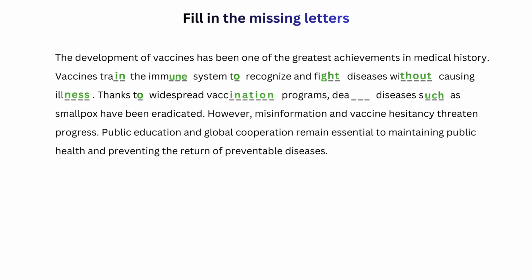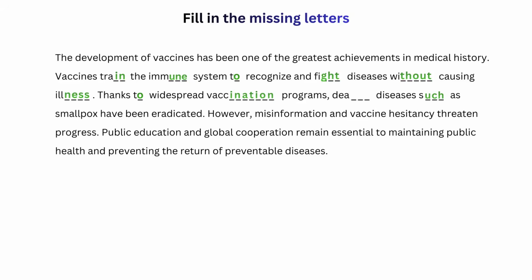Now let's look at the next sentence. What type of word is missing here? It describes a type of disease, right? This means that it must be an adjective. Now focus on the meaning. Pro tip. If the meaning is unclear, simplify the sentence. Thanks to widespread vaccination programs, blank diseases such as smallpox have been eradicated.